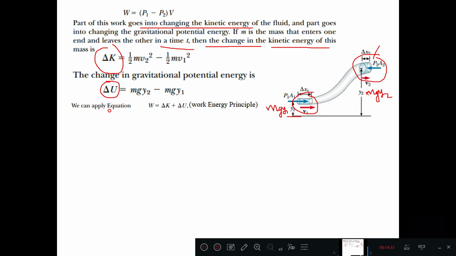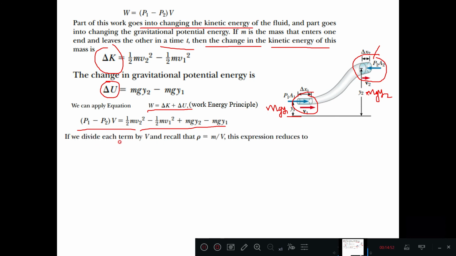So we can apply the equation, that is the work energy principle: work done is equal to kinetic energy plus change in potential energy, total work done. With this equation, if you substitute the above equations here, we finally get this one. We simplify this. If we divide each term by V, that is volume, and recall that density equals mass by volume. You all know density equals mass by volume.